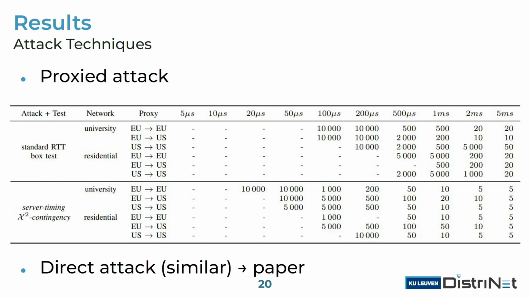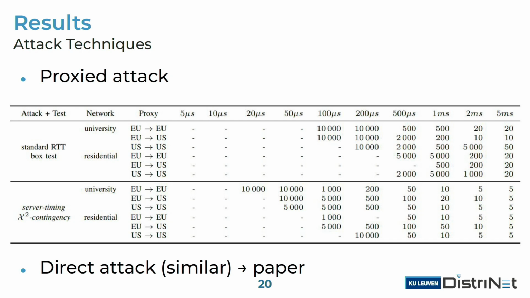So there are some results here. This is a big table, but I'll walk you through it. These are the results of the proxied attack, and you can find the direct attack, which has similar results, in the paper. So the top half is the standard round trip time, which we test on the same data in order to be able to compare. And the bottom half is the new attack with the server timing.